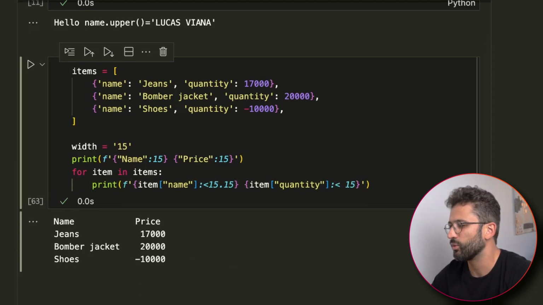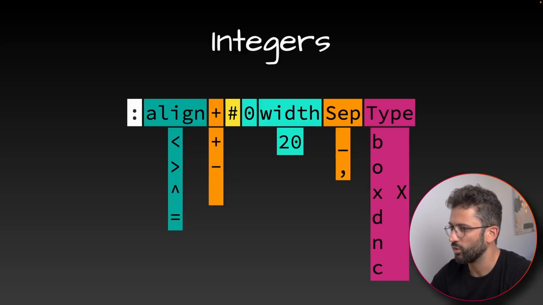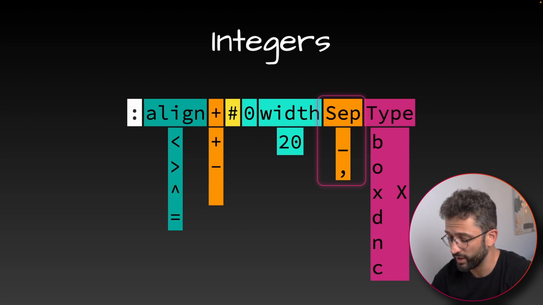And now let's say that we want to improve readability of these large numbers here by adding a 1,000 separator. One way, according to the documentation, is to add a comma after the width.